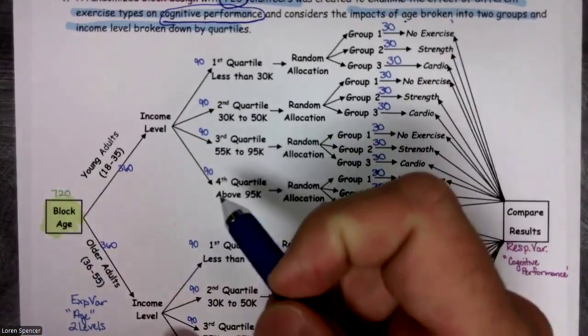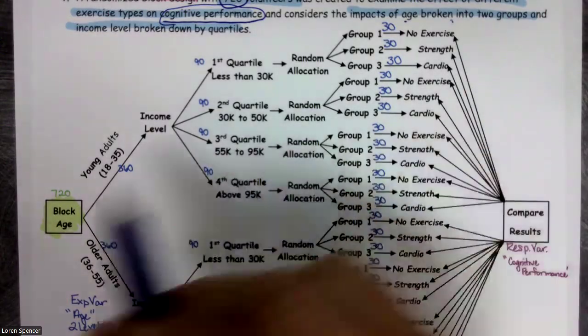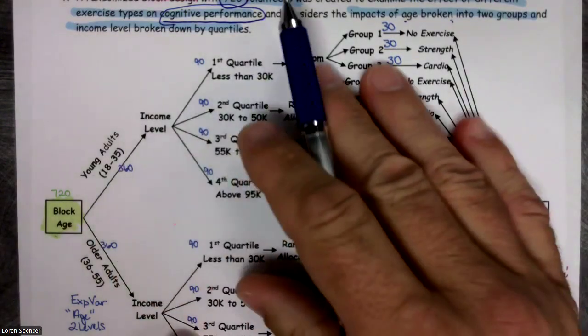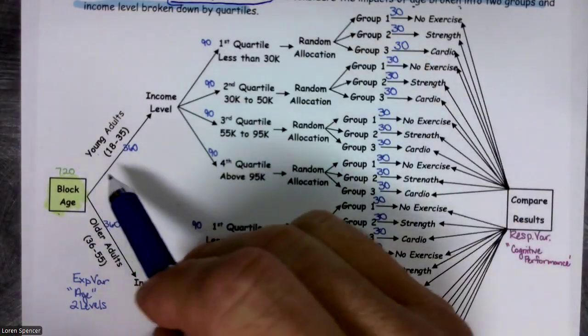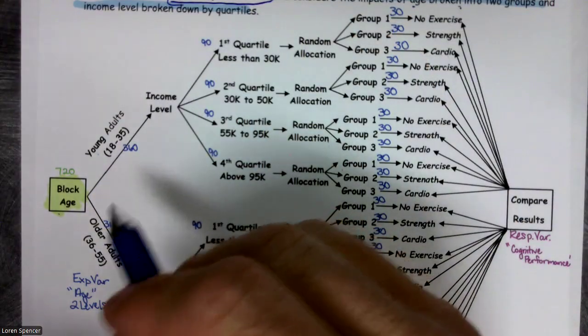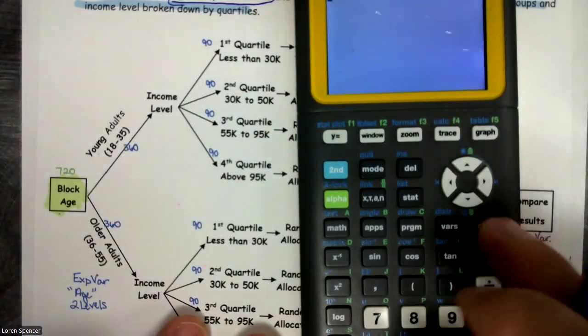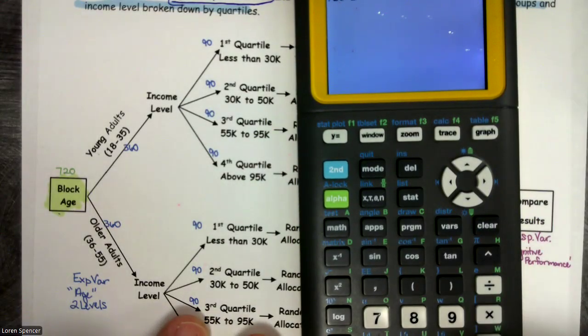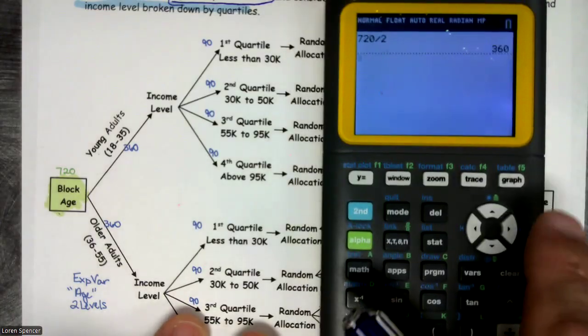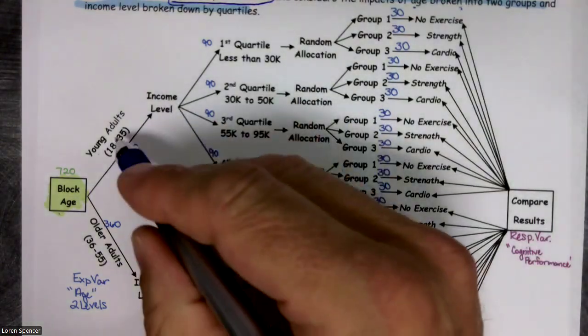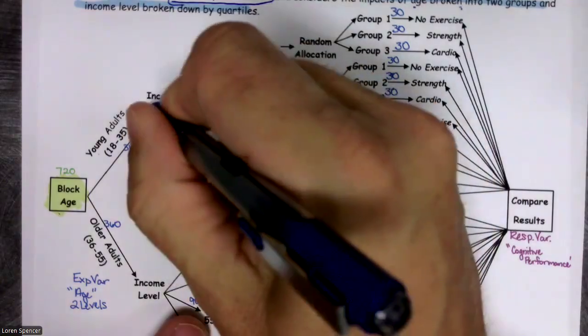First off, we're going to block by age. They only had 2 levels, young adults and old adults. If we have 720 and it divided out evenly, which it doesn't necessarily have to for blocking, we have 360 in each group.